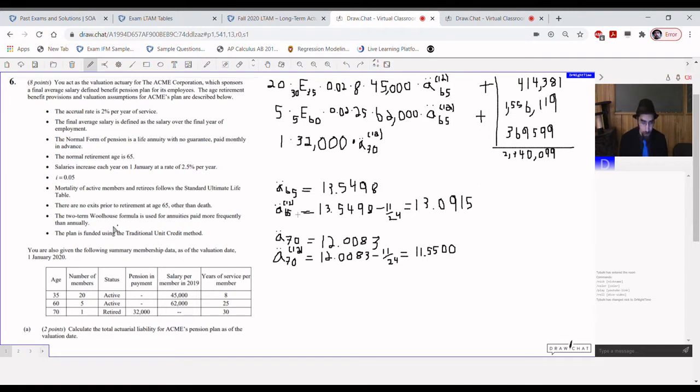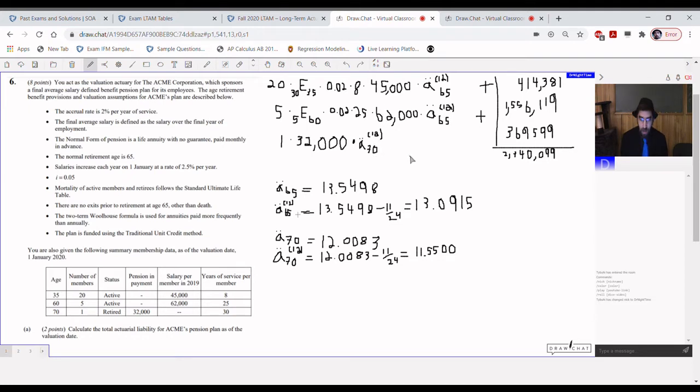So, fine. Then for the 60-year-olds, five of them, they have to survive 5 years. 2% per year times 25 years, they're earning $62,000. Again, monthly 65-year-old annuity. And then there's one person currently receiving a pension, age 70. So that person's just going to receive those $32,000 per year, prorated per month, every month until that person dies.